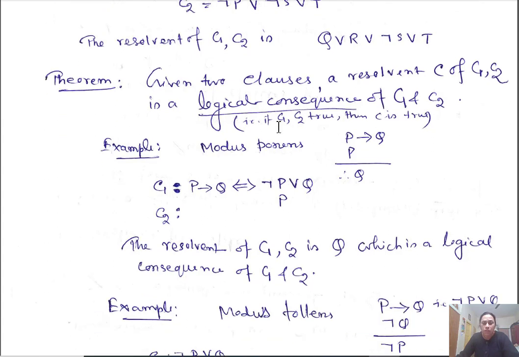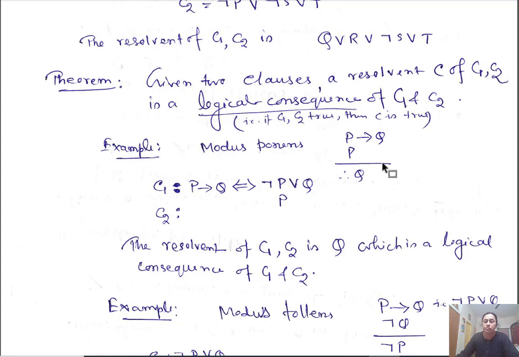For example, take modus ponens: P implies Q, P, therefore Q. This is clause 1, this is clause 2, and this is the conclusion. Clause 1, P implies Q, is equivalent to negation of P or Q. Clause C2 is P. In the resolvent of C1 and C2, P is nullified, leaving Q, which is a logical consequence of C1 and C2.